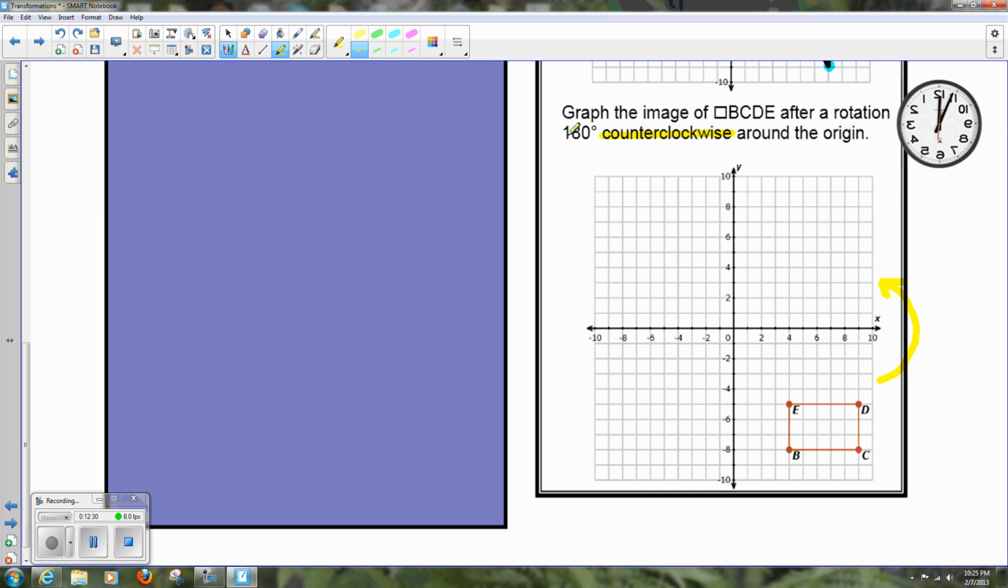All right, now they've asked us to do a 180-degree rotation. Well, 180 degrees is 2 90-degree turns. So we're going to be going from this quadrant, 1, 2 90-degree turns. That means my image is going to end up here in quadrant 2. So I'm going to put an X in quadrant 1 and quadrant 3. Get rid of that real quick. Okay.